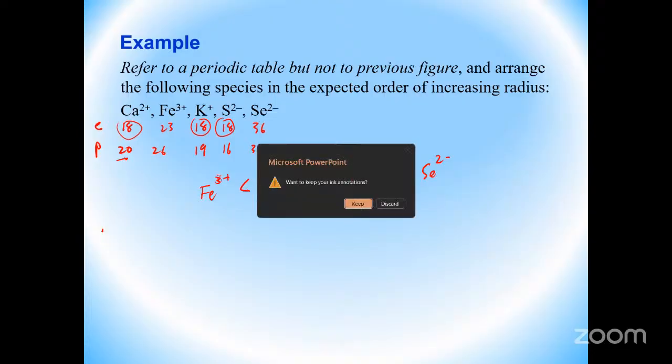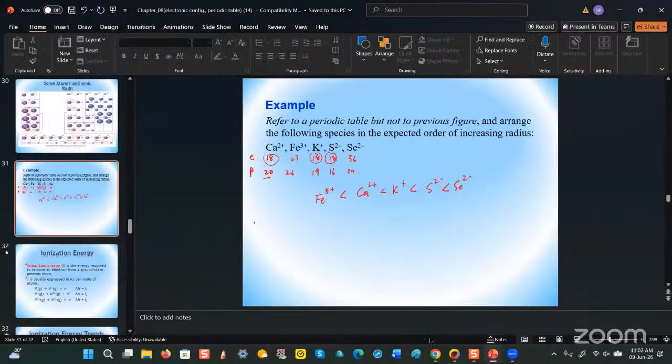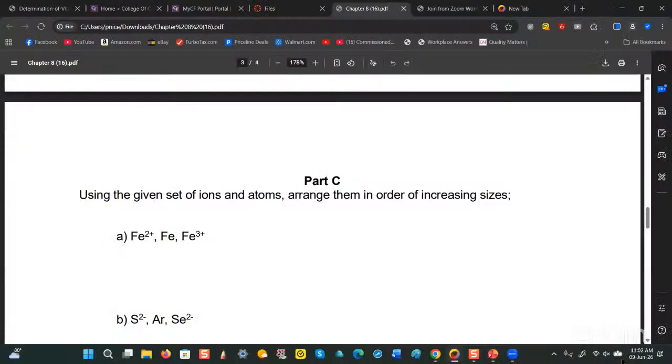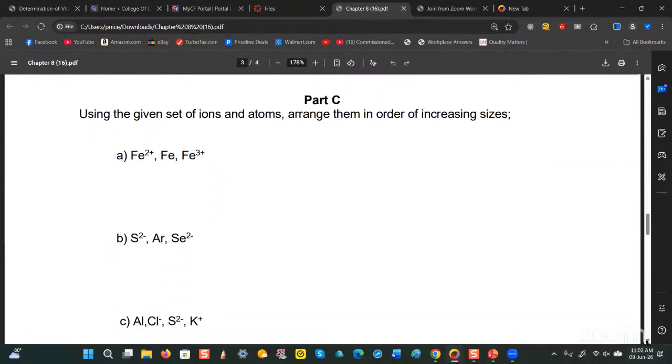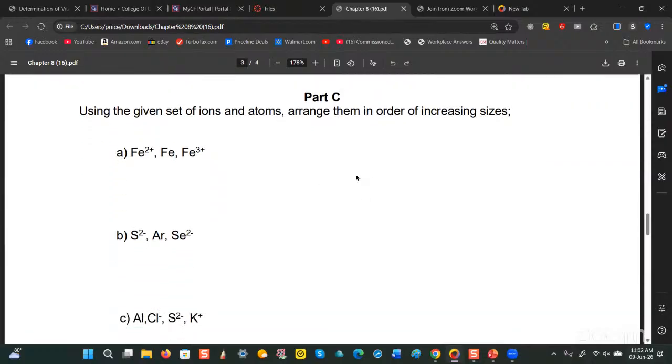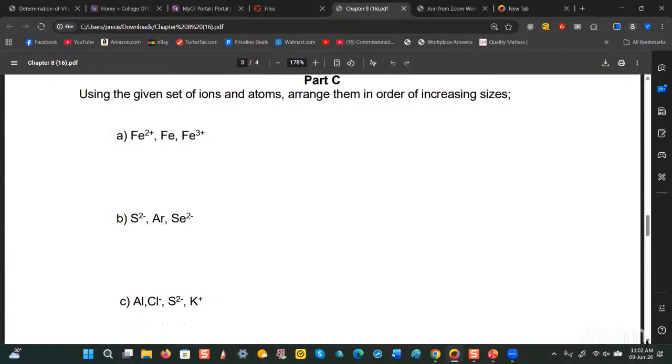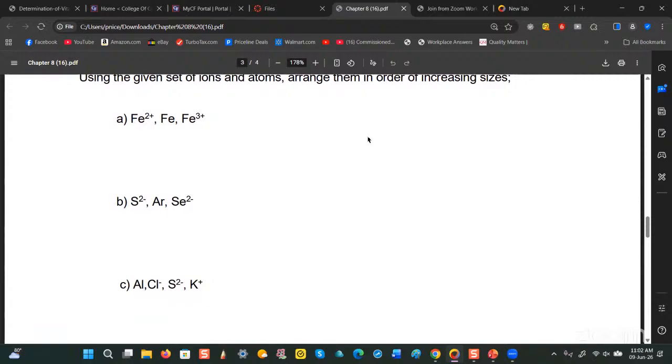Okay. So now I think we can look at this question, part C. It says, you would arrange them in each case in order of increasing atomic size. So you're given Fe2+, Fe, and Fe3+. Now this should be easy. What would be the order? Which would be the smallest? The Fe3+ would be the smallest. So Fe3+ followed by Fe2+ followed by Fe. Okay, very good.